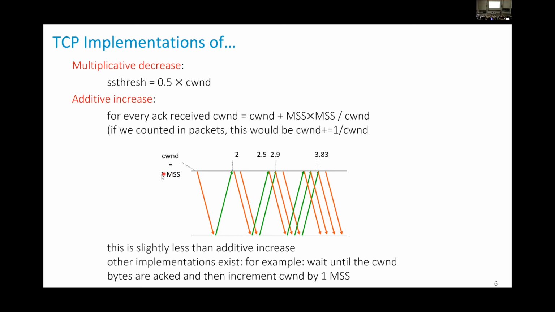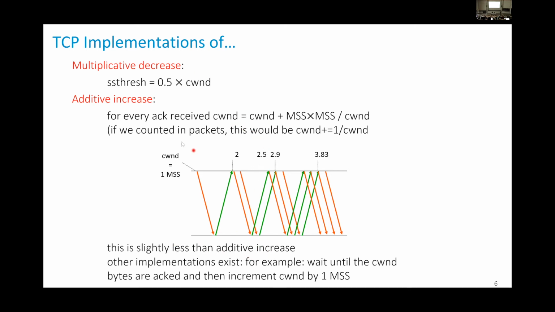If we started with a window that was 1, then we say 1 plus 1, that's 2. Then when the window is 2, we receive an acknowledgement. We increase by 1 over 2, which gives 2.5. If we receive an acknowledgement a little after, then we increase again by 1 over 2.5, which makes the window 2.9, etc. So we see that we increase, roughly speaking, by a little less than 1 when a full window is received, which takes a little bit more than an RTT. So this is slightly less than additive increase.